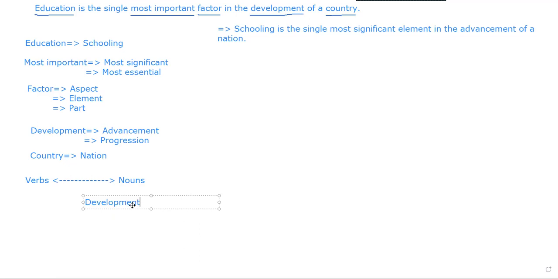So we can change this noun into the verb forms. Okay, for example, you can simply say develop. Okay, for example, you can say schooling is the single most significant element to develop a nation.